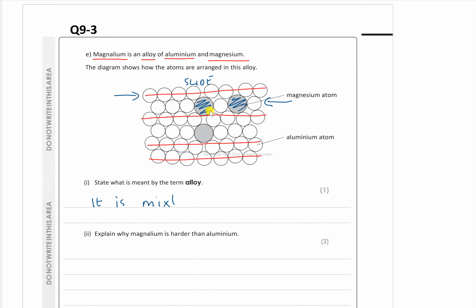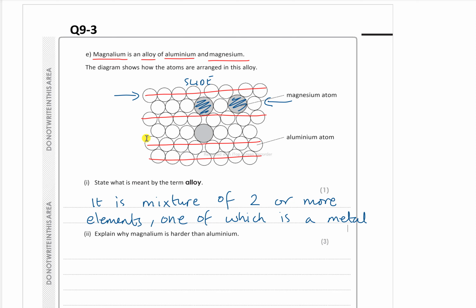It is a mixture of two or more elements, and then just finish it off by saying one of which is a metal. Just leave it like that. Right, it's a mixture. I think that's enough for that.